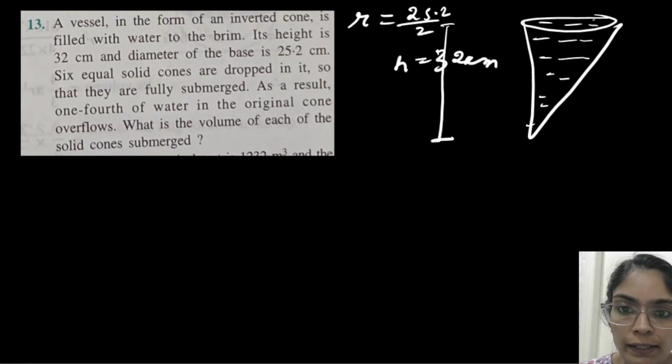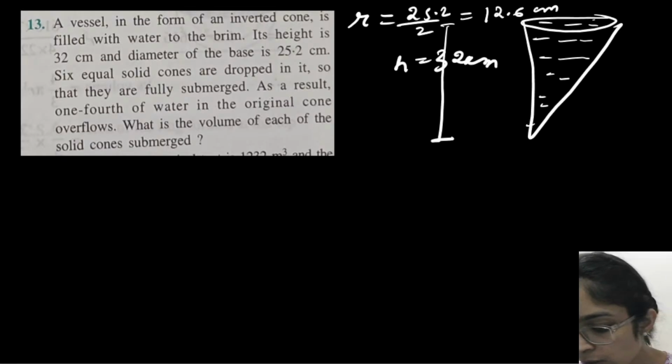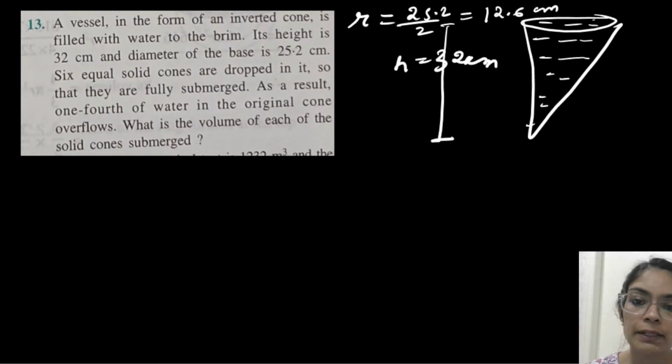25.2 divided by 2, so radius you will be getting 12.6 centimeter. So one cone, it's an inverted cone, and it is filled with water up to its top. Its dimensions are given to us. So radius of the cone is 12.6 centimeter and height of the cone is 32 centimeter.